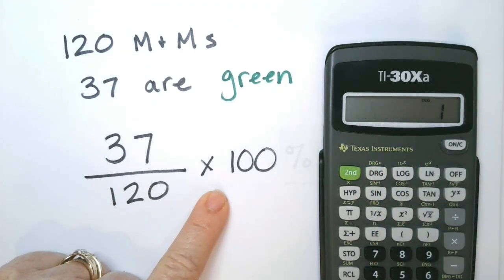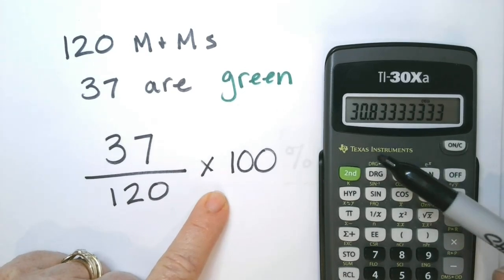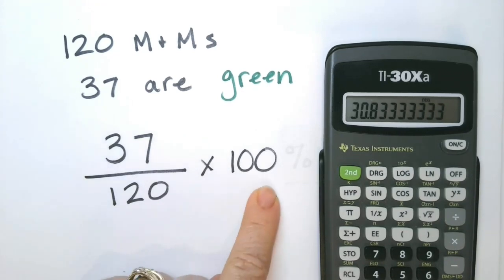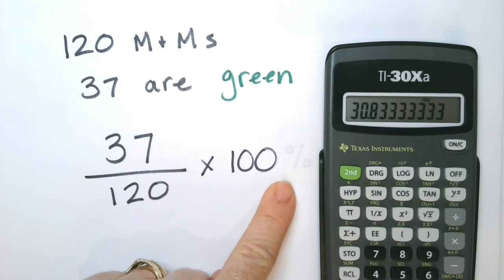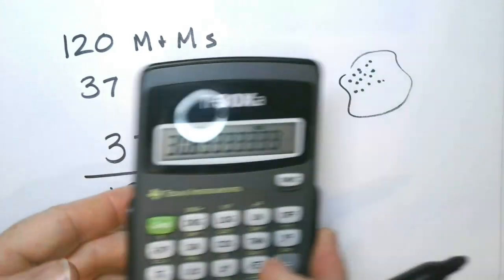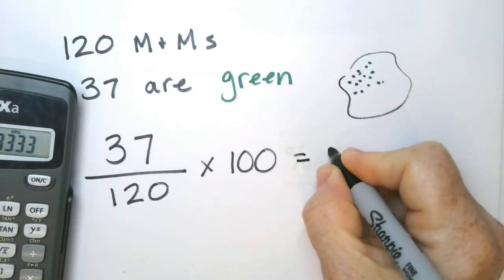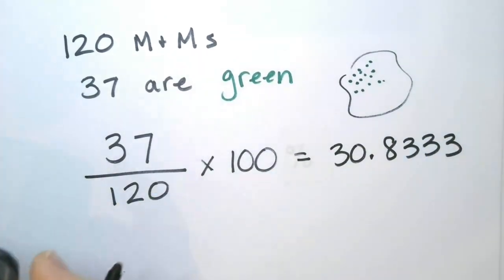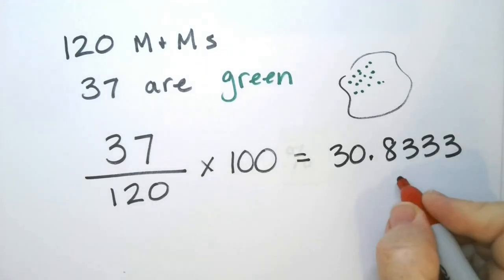Multiply it by 100. I get 30.833. Now, can you round that to the nearest tenth for me? What do you get if you round that to the nearest tenth? What's the number? No, it's not 31. That's to the nearest whole number. Okay, here, let me write this number down so we can work with it. 30.8333. Okay, which one is the tenths place? Tenths place. That's this one.